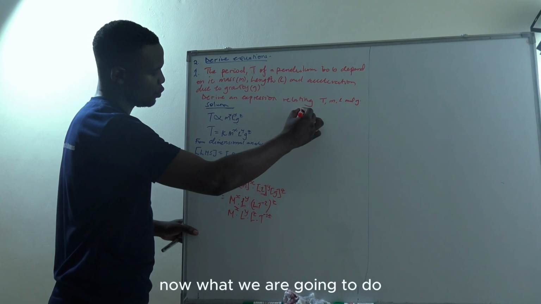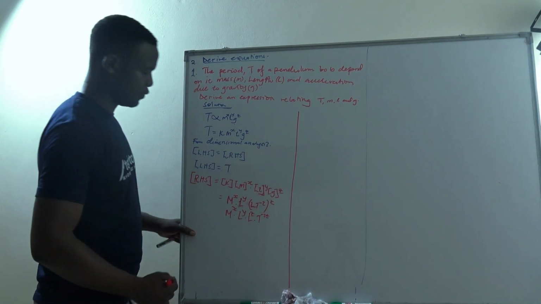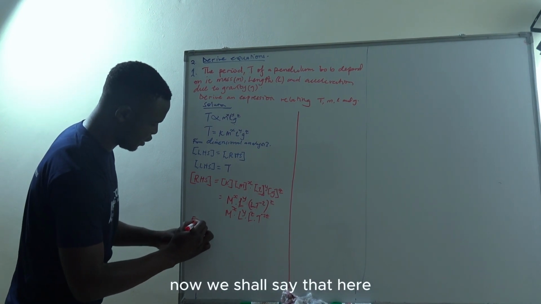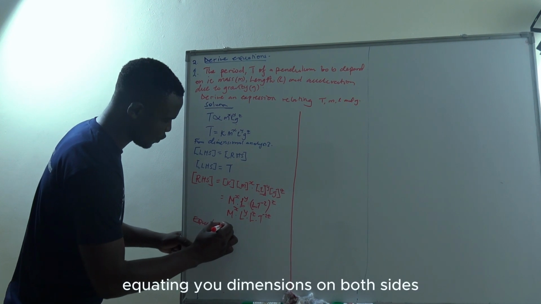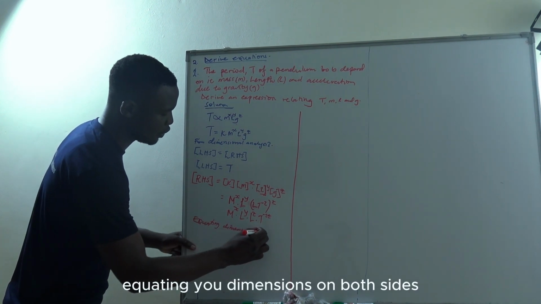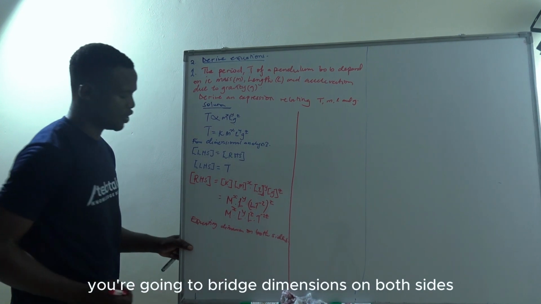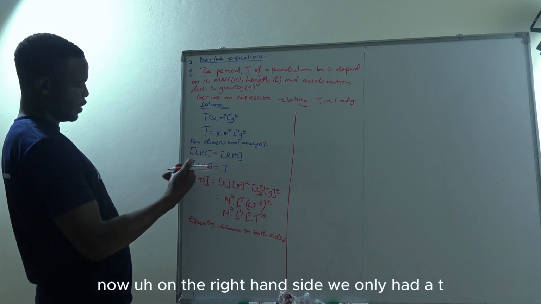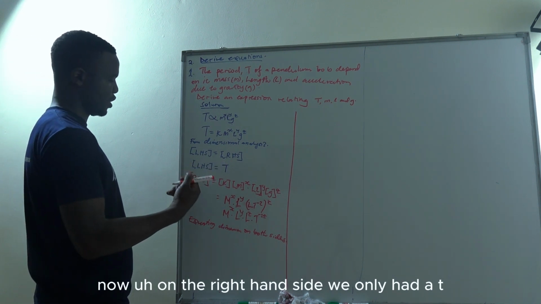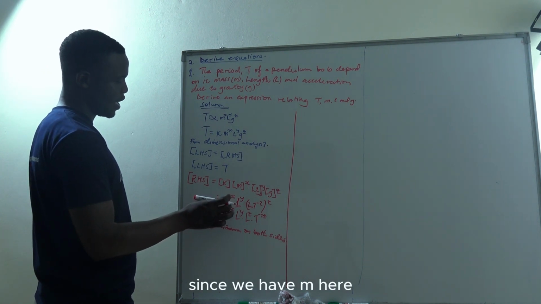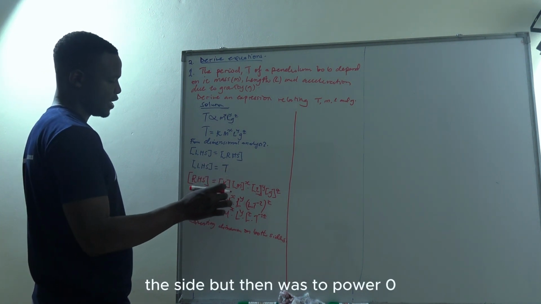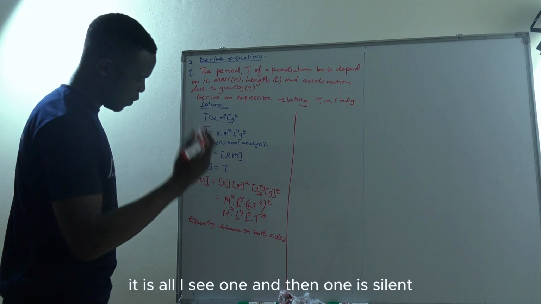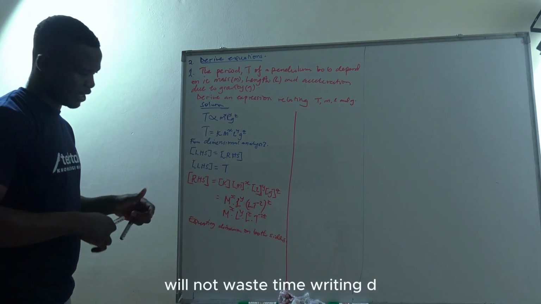Now what we are going to do is equate dimensions on both sides for each quantity. On the left-hand side, we only had T. Since we have M on the right, it means we also had an M on this side, but it was to the power 0. Anything to the power 0 is always 1, and 1 is silent, so we will not waste time writing it.